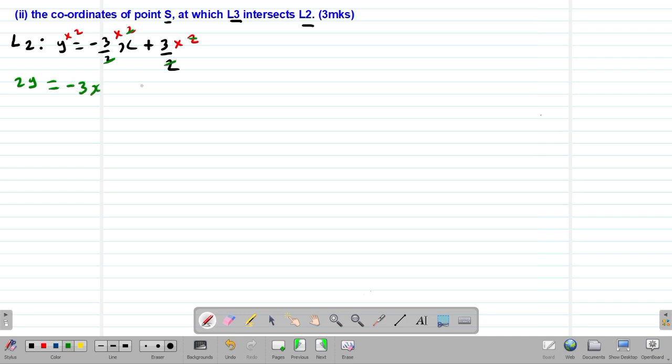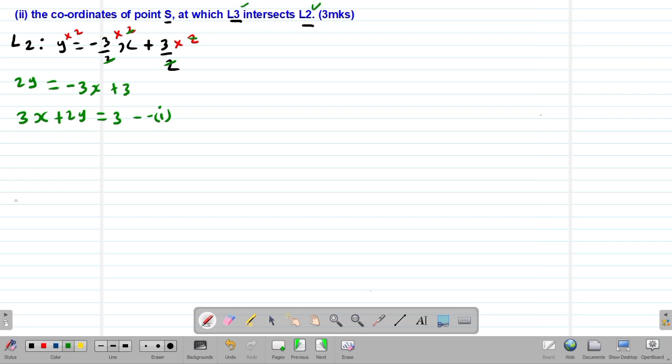Also 2 and 2 will cancel out, so this will be plus 3. So if I rearrange, I'll end up with 3x plus 2y being equal to 3. I'll label this as my first equation. So it was L2 and L3 intersecting.